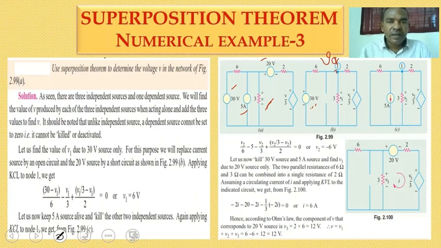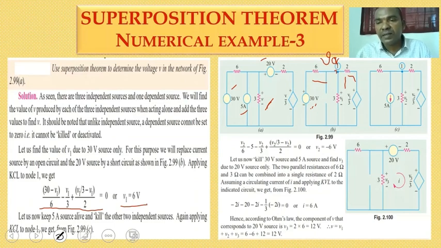In this equation you are getting 3 currents. The first current is (30 minus V1) by 6. The second current is V1 by 3. The third current is (V1 minus V1 by 3) overall by 2, and the sum is equal to 0. This is the value you are getting. Here V1 is the only unknown value, so finally the voltage V1 is equal to 6 volts.